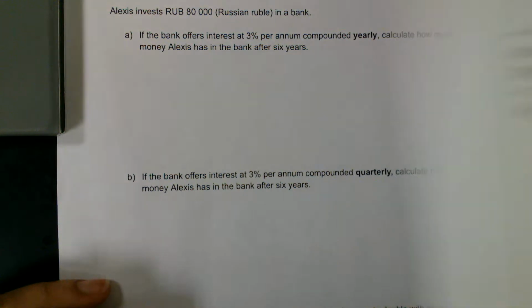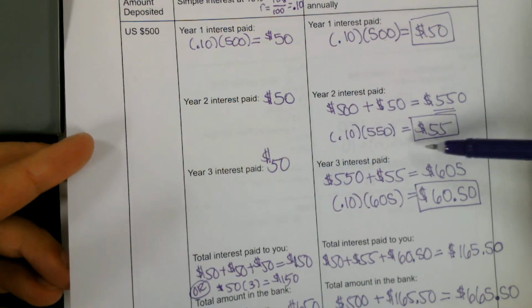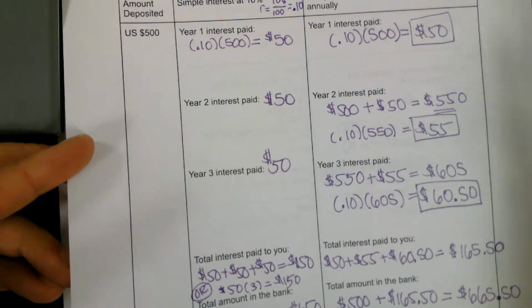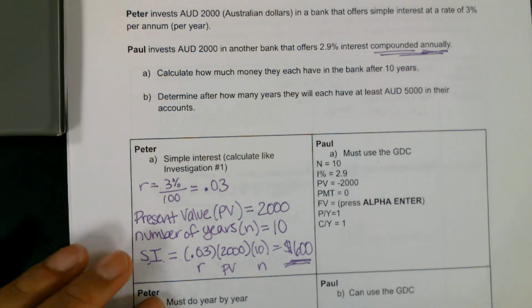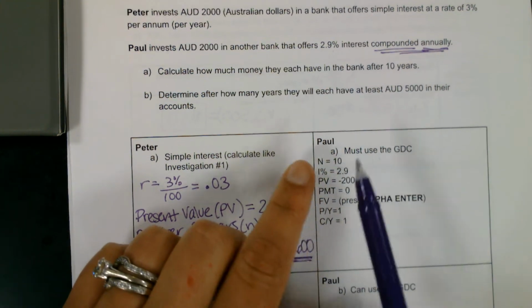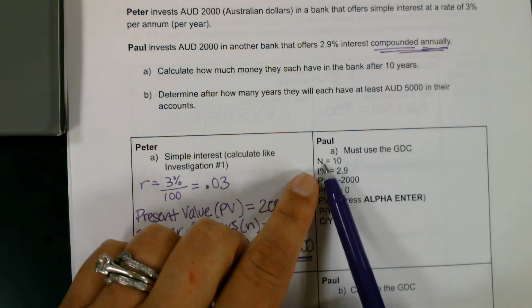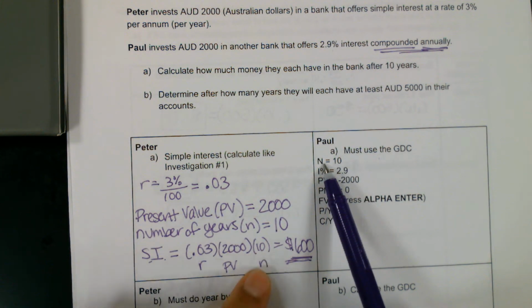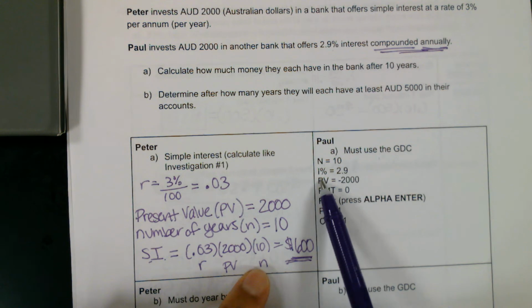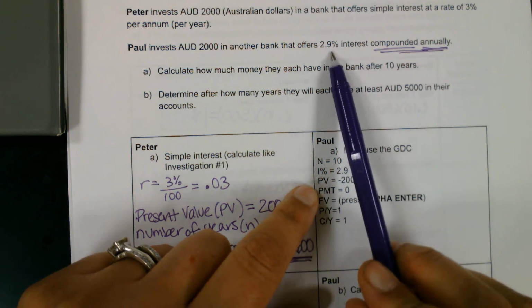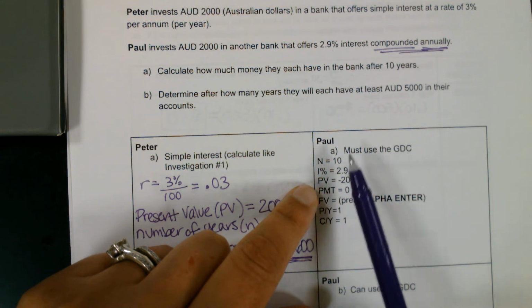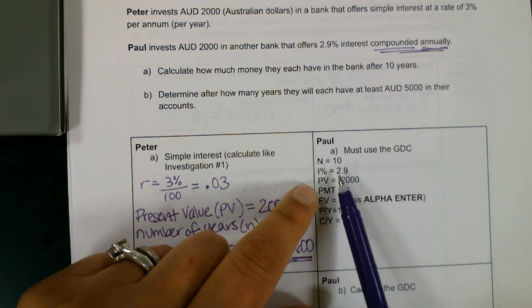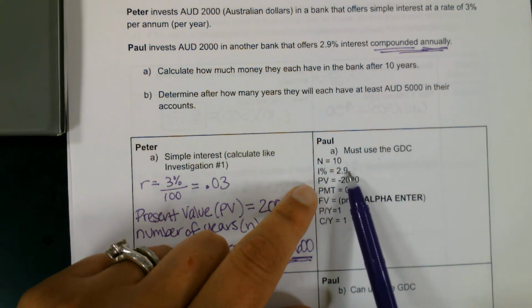It was a lot to do 3 years and compound. We had to keep recalculating, so there's a lot of room for error. The calculator is going to help us though. And so I have some terms here. N is going to be our number of years, 10. I is going to be the percent. And notice we didn't have to change it. We just simply put in whatever the percent was, 2.9.